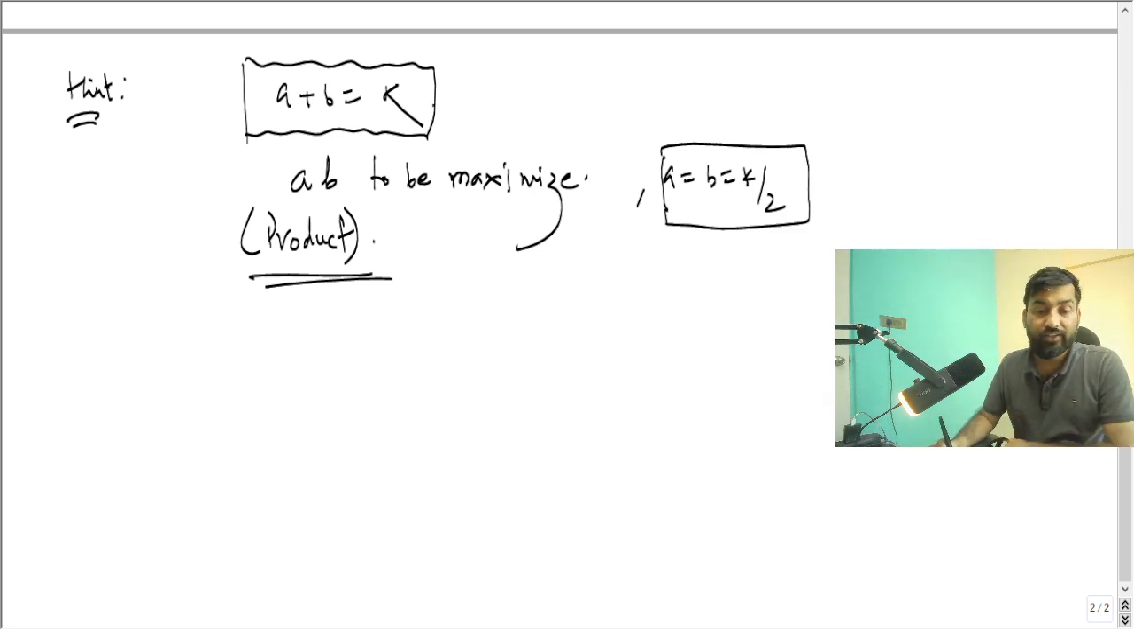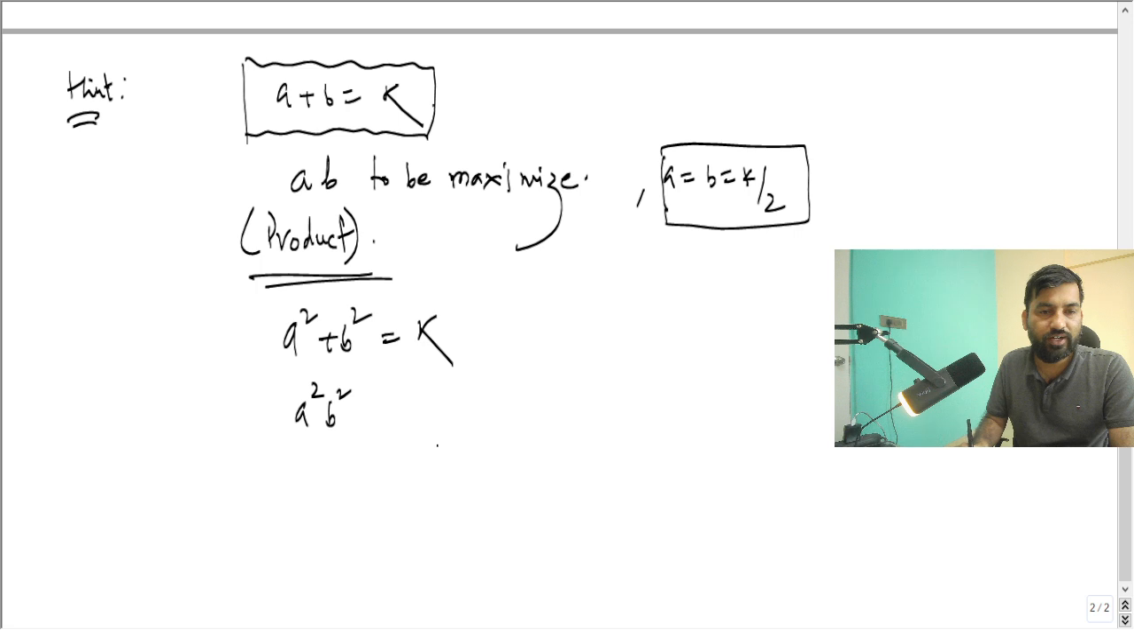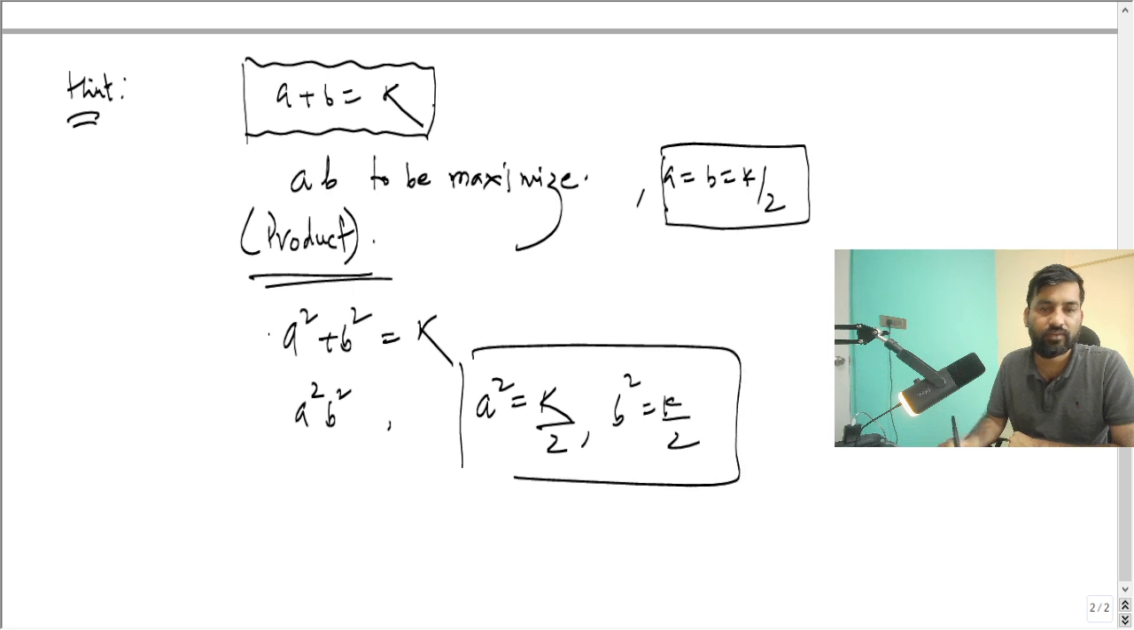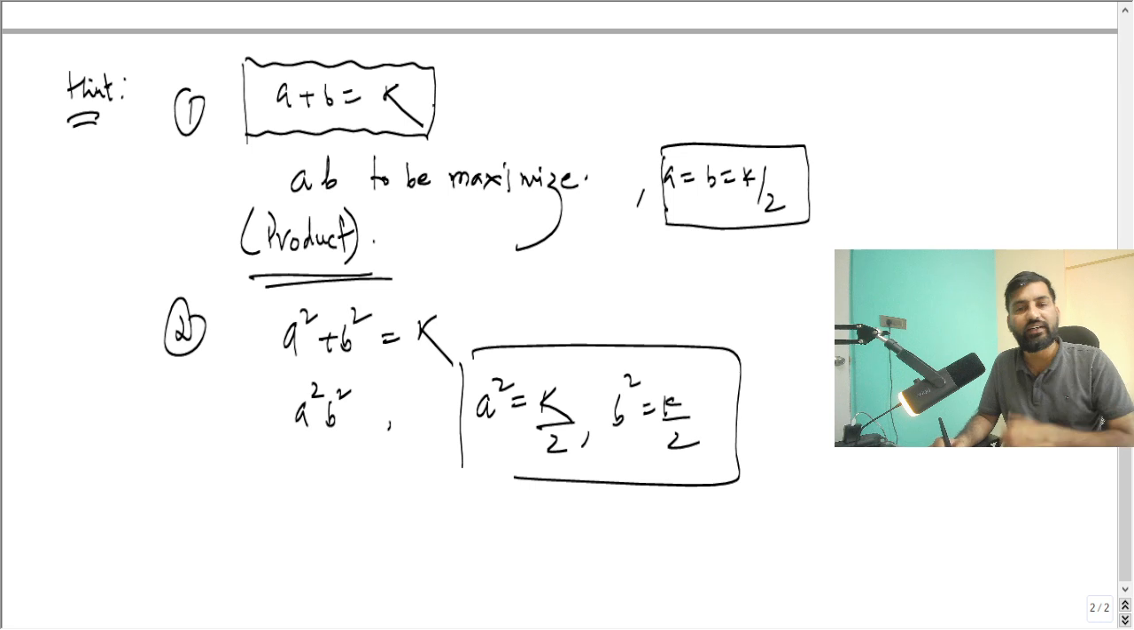So if A square plus B square is given, let's say this is given as K, and you want to maximize the product of A square and B square, then in that case, A square is going to be K by 2 and B square is going to be K by 2. Please remember that. If you know these two concepts, okay, then you can easily answer the question.